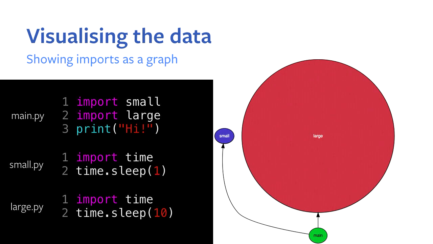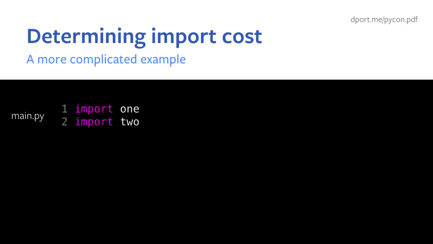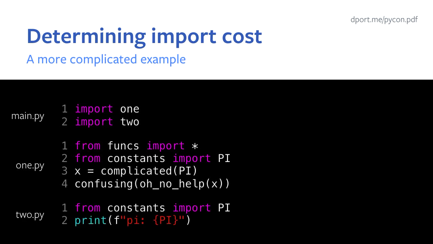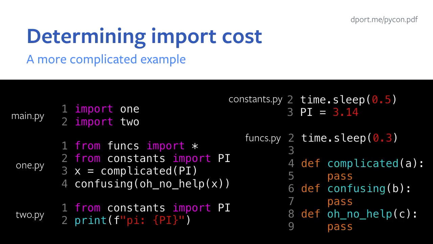But of course, this import structure is actually still just a tree. So let's go and see a graph. And for that, we're going to need a more complicated program with a more complicated import structure. So we've got our main. It imports two modules, 1 and 2. 1 imports from these other things, funcs and constants. 2 only imports from constants. And then these are those 2 modules.